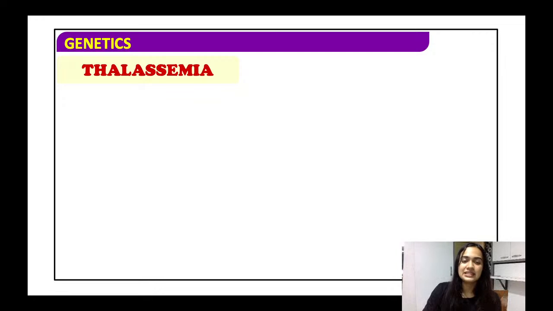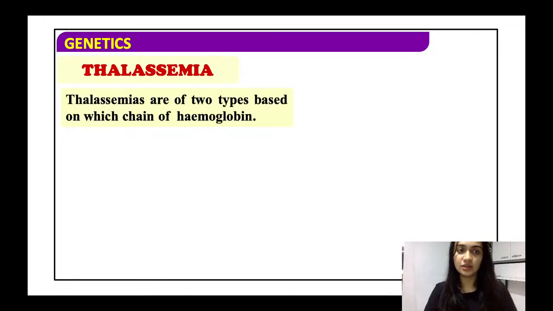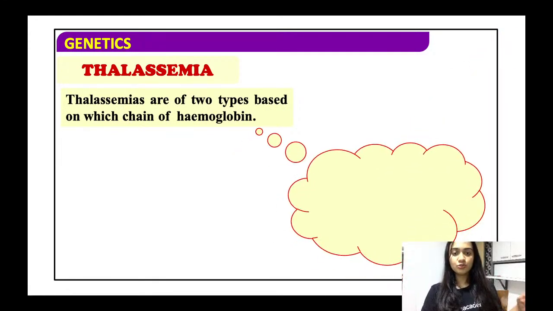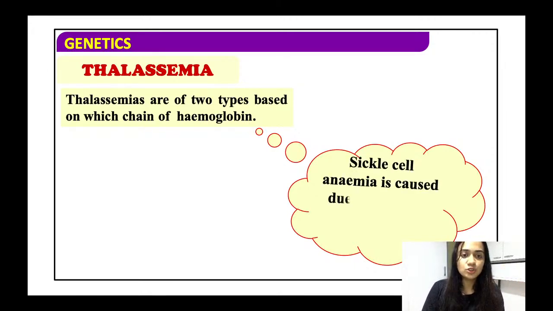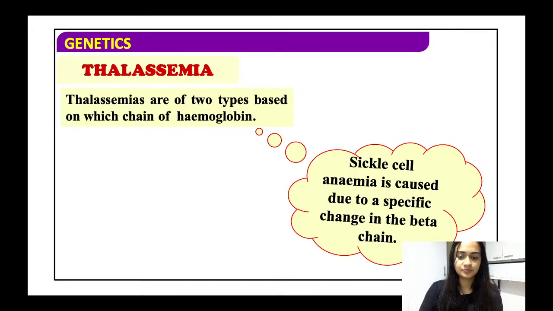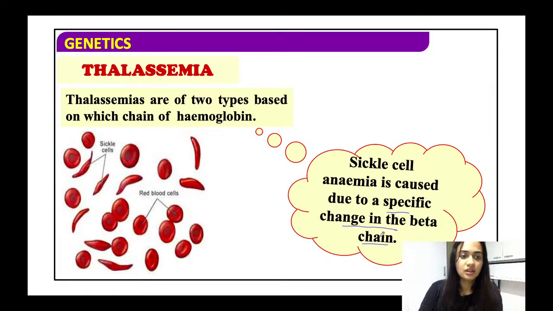जब भी आरबीसी कम हो, abnormal हो, ये सब लीड करता है एनीमिया को. Now, thalassemia of two types. As I said, defect can be either in the alpha globin chain or the beta globin chain. तो ये जो है वो 2 types के होते हैं, ठीक है. One is the sickle cell anemia caused due to a specific change in the beta chain. All right. Yes. So these are the sickle cells.